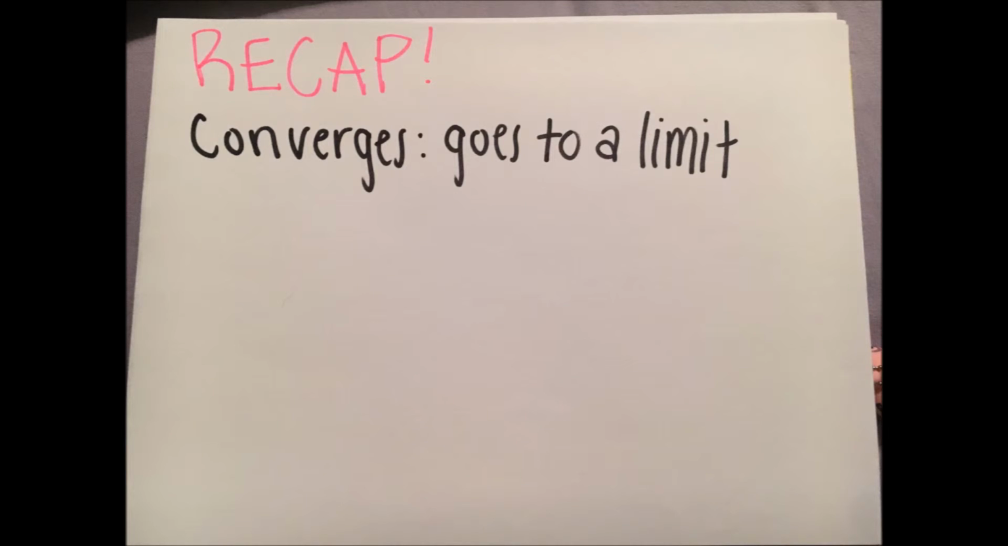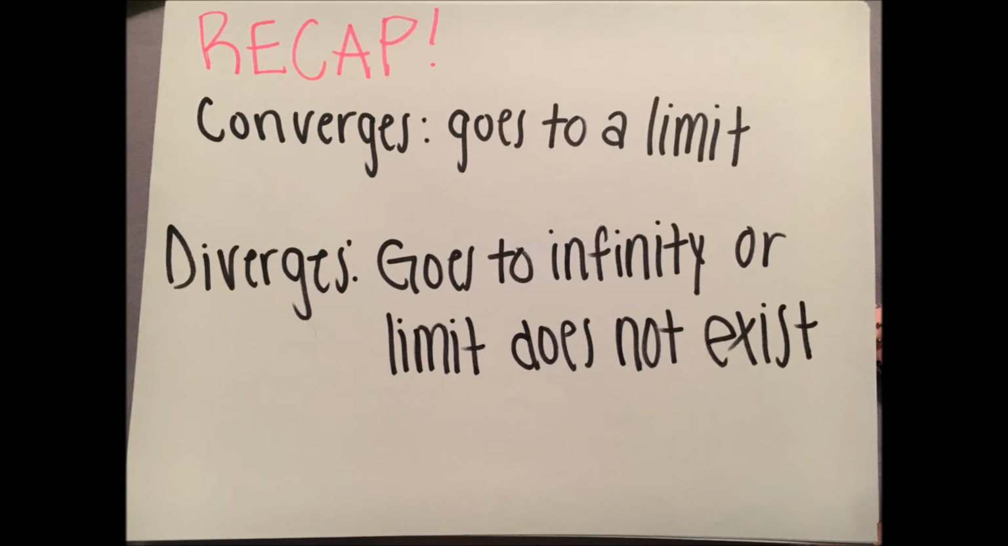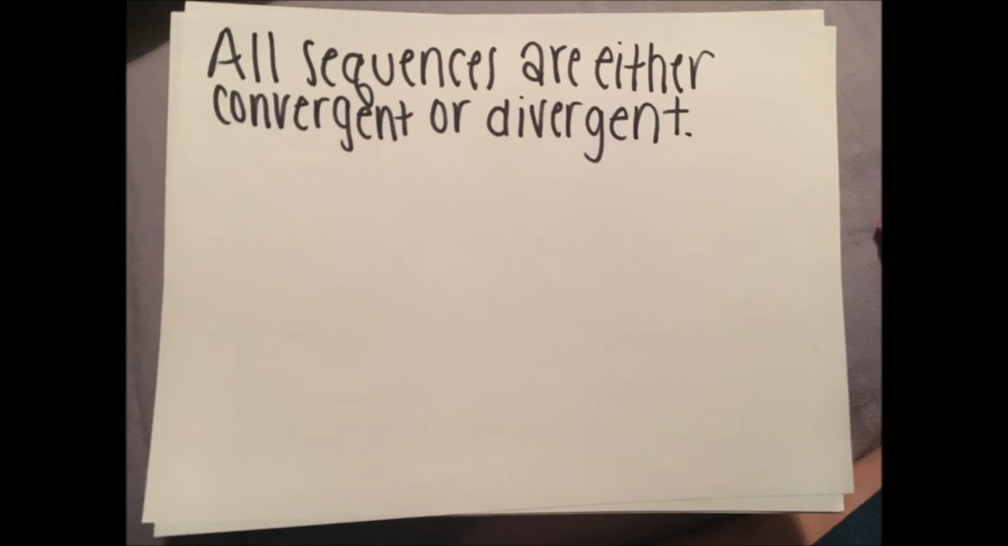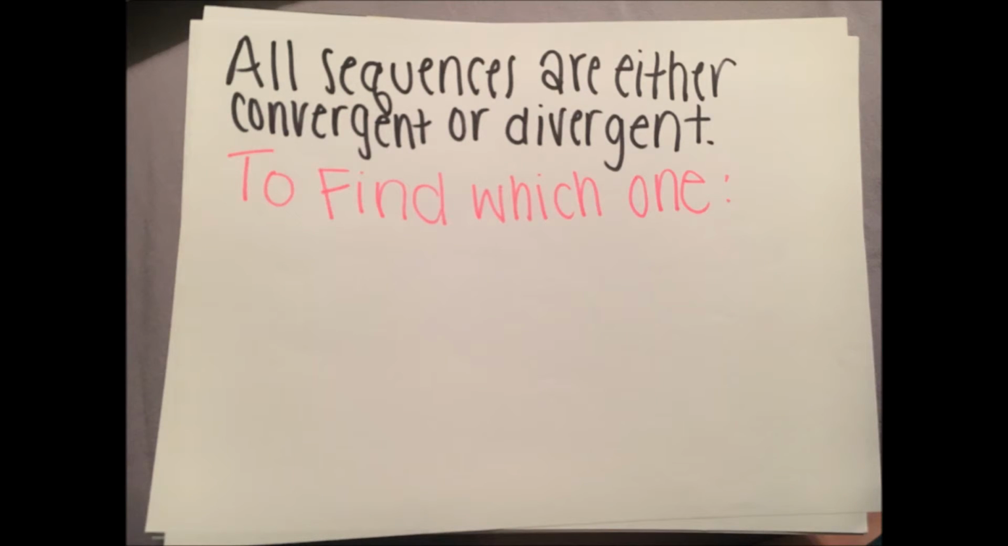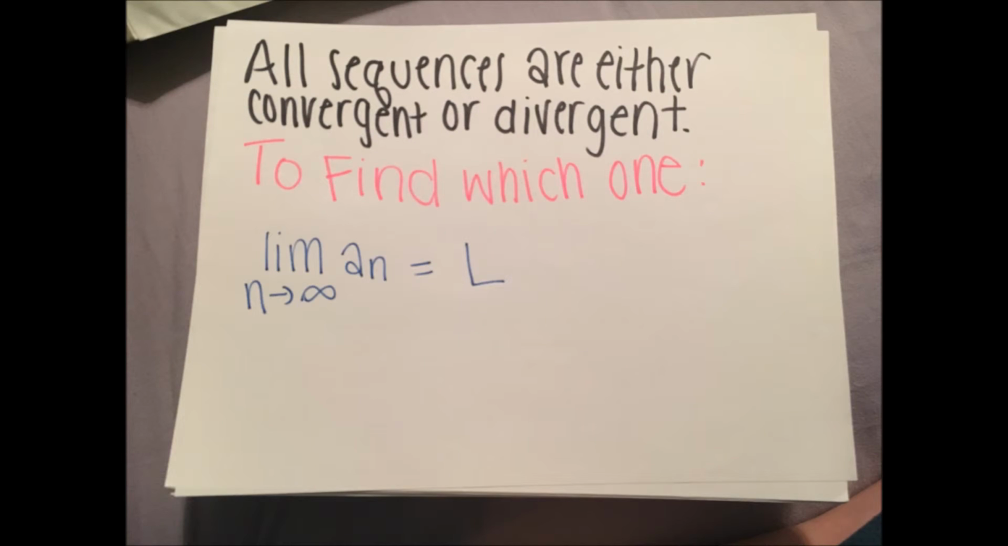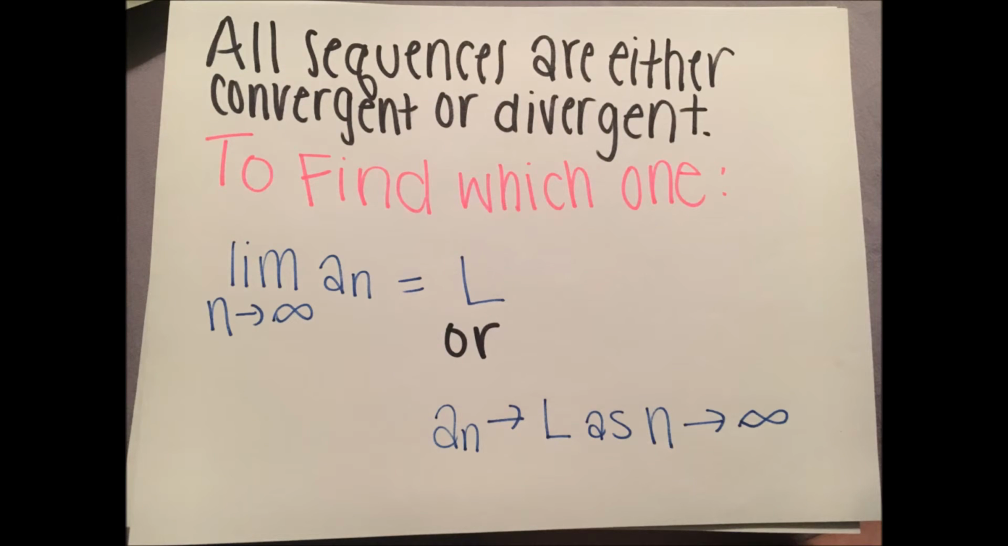Okay, just a short recap. I know we learned this when we talked about integrals, but what is convergent or divergent? A sequence will converge if it goes to a limit, or it is divergent or it will diverge if it either goes to infinity or the limit does not exist. All sequences are either convergent or divergent. Now to find which one it is, you will take the limit as n goes to infinity of a sub n, which would equal L, and L is the limit. It can also be written as this. They both mean the exact same thing.